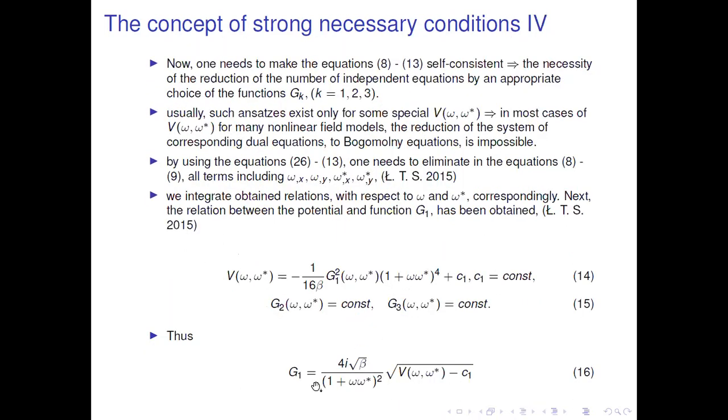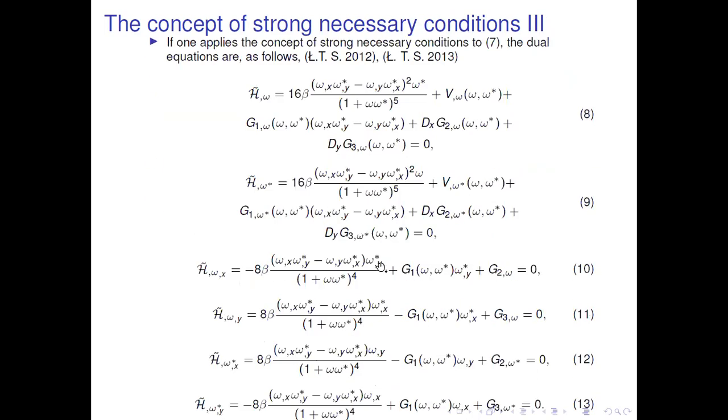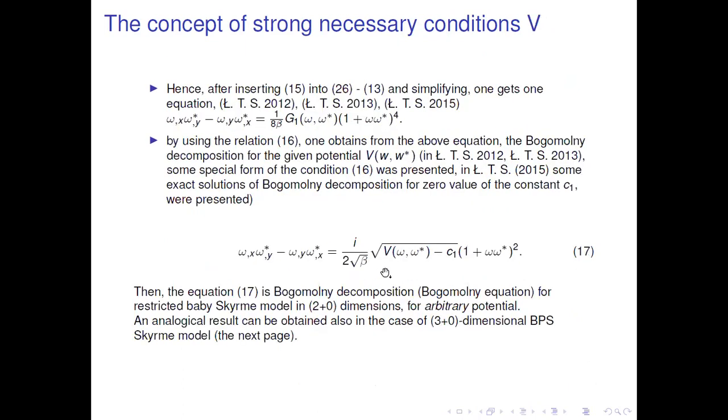This function g1 is connected to the potential V by equation 16. We insert this function g1 into equations 10 to 13, and we get one equation. And this is just the Bogomolny equation, or Bogomolny decomposition, for the restricted baby Skyrme model on the plane for arbitrary potential.